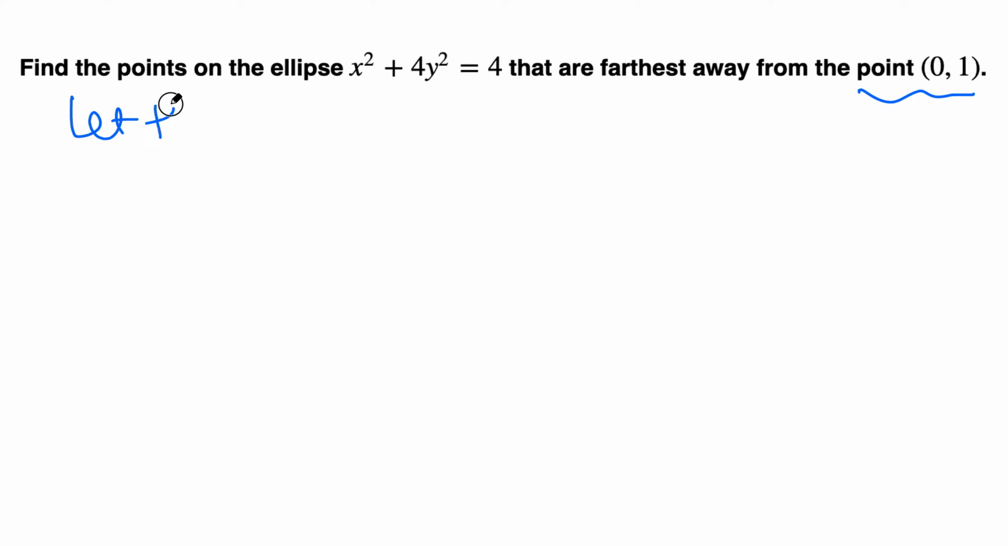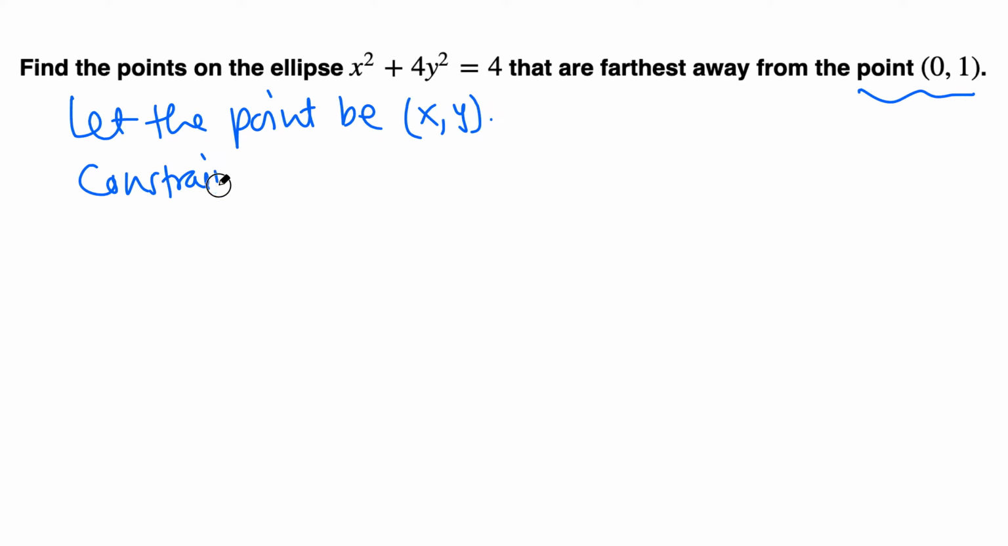So let the point be x, y. And we have the ellipse where x square plus 4y square equals 4. So this is the constraint, okay? Constraint means relationship between x and y, which is here. X square plus 4y square equals 4.